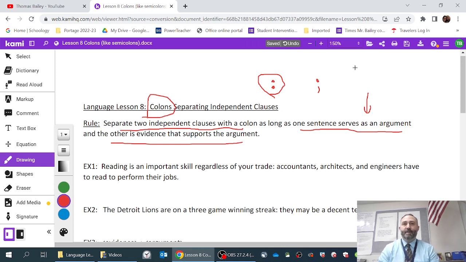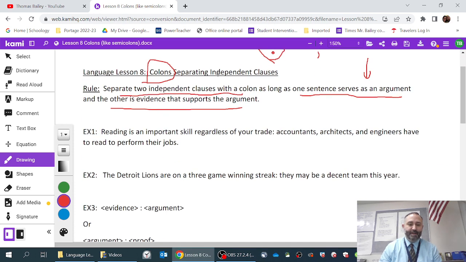Now, you can replace a semicolon with a colon if this relationship is in place. You can replace a colon with a semicolon if this relationship is in place. It's all about, though, at this point, when you see the colon separate two sentences, you as a reader need to say, well, one of these is evidence and one of these is an argument, or one of these is argument and the other one's evidence. So I think it'll help to look at a couple of examples to kind of go through this.